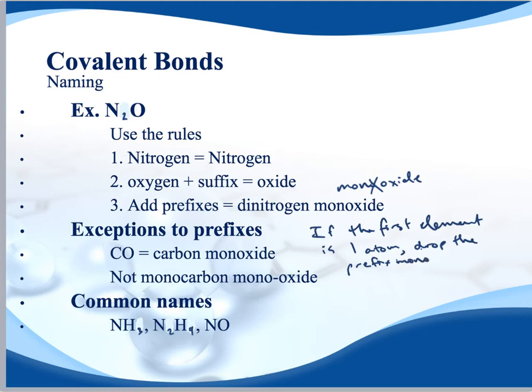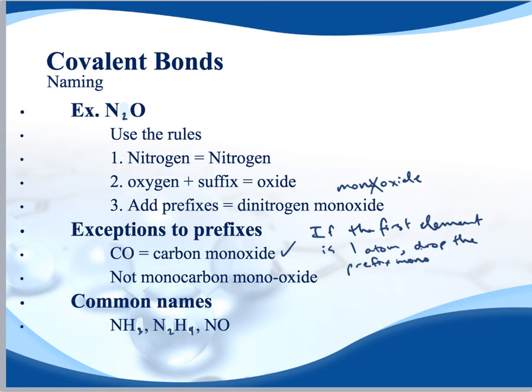All right. So in this instance, it's not called monocarbon monoxide. It's just carbon monoxide, which you've probably actually heard of, right? You probably have a carbon monoxide detector at your house. All right. So we just drop that first mono. Now we still include it for the second one. We always include it if the second element is just 1, and we still include mono in that instance, but not the first one.